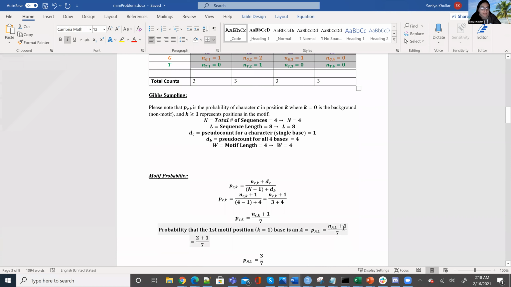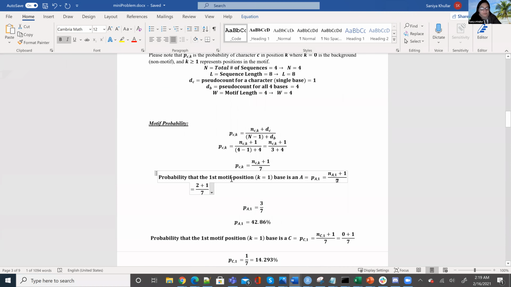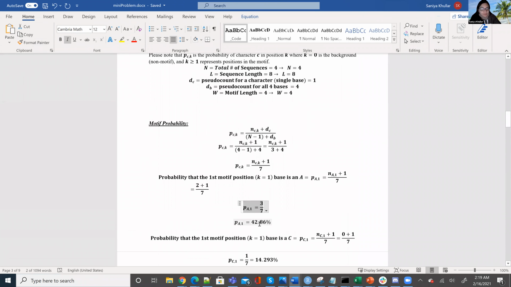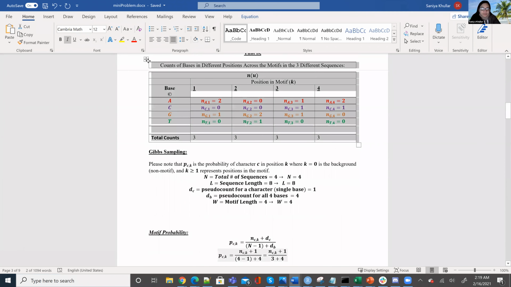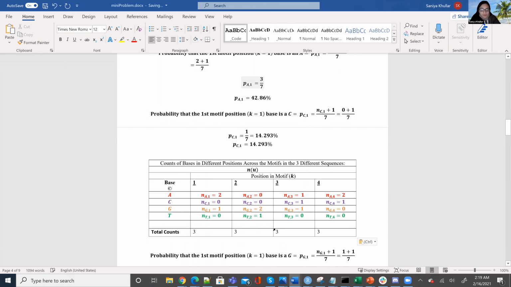So similarly, I'm taking A comma 1, the number of times I found an A in position 1 of the motif, I add 1 to it and then divide by 7. So I get 2 plus 1 over 7, so that's 3 over 7, which is about 42.86%. Similarly, let me bring this down a little bit so we can see that this is the same. I do the same thing for C comma 1, and that's how I get 14.23% here. You can see there are no counts of C, so it's 0 plus 1 divided by 7, 14.23 here.